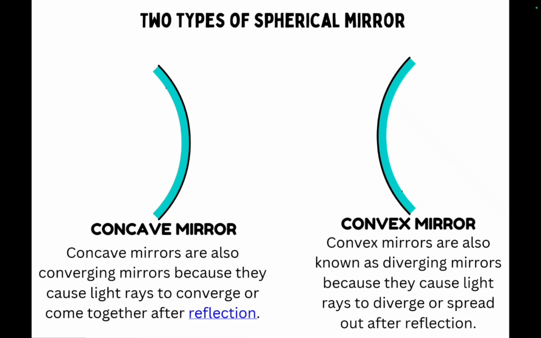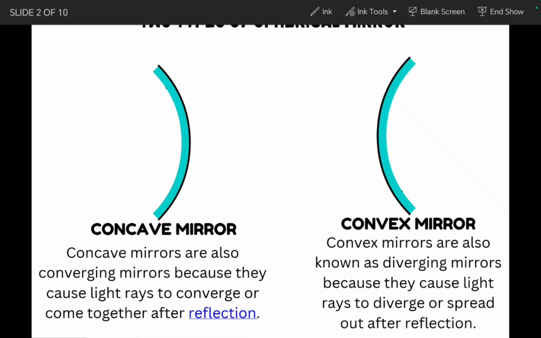So what are the differences? Based on shape, the reflecting surface of a concave mirror is curved inwards, while a convex mirror has a reflecting surface that is curved outwards. Concave mirrors are also called converging mirrors because they cause light rays to converge or come together after reflection. Later you will understand what I'm talking about. Convex mirrors are also known as diverging mirrors because they cause light rays to diverge or spread out after reflection. Okay, so let me show you.